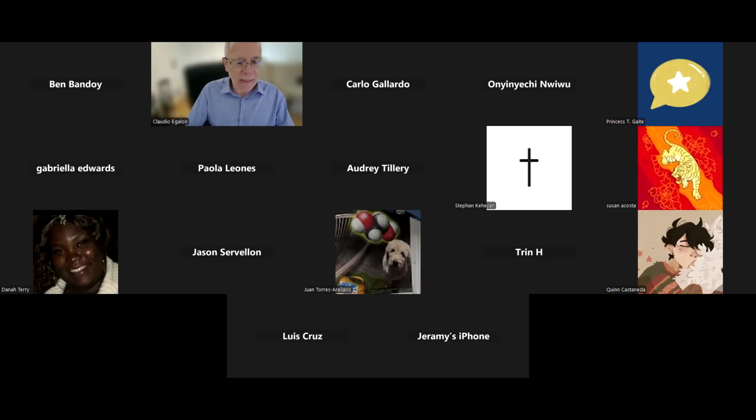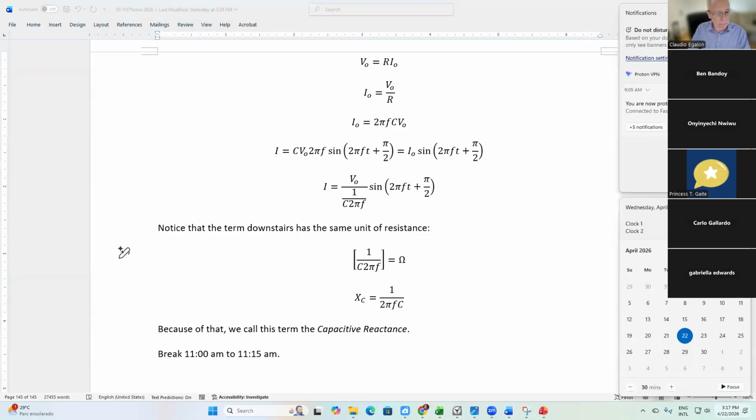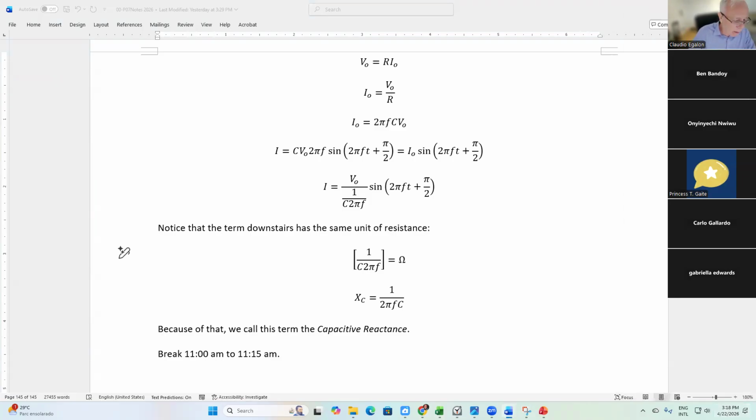I am back here. Let's share the screen. And that is the material for the resistance in an AC circuit and the capacitor in an AC circuit. The next one we're going to do is the inductor in the AC circuit, but we are going to do that on Monday because now we're going to do lab number 4.